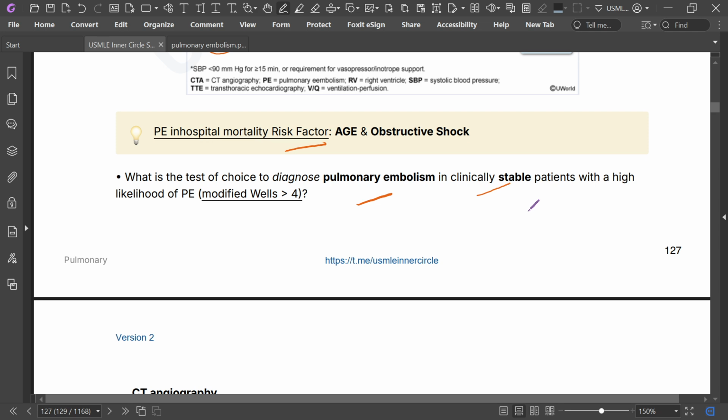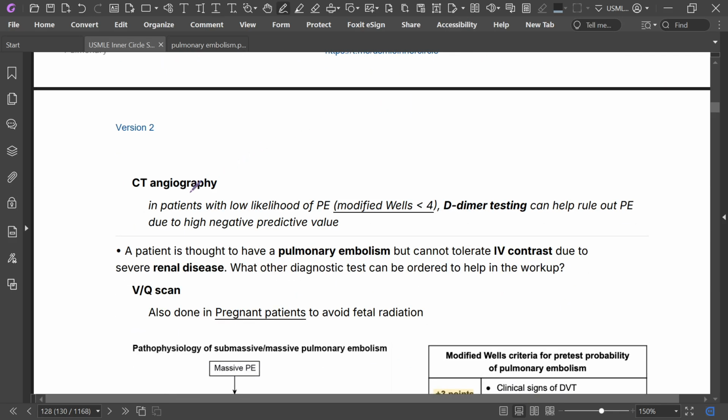What is the test of choice to diagnose pulmonary embolism in a clinically stable patient with a high likelihood of pulmonary embolism, modified Wells criteria more than 4? That is CT angiography. In a patient with low likelihood of pulmonary embolism, modified Wells less than 4, D-dimer testing can help to rule out pulmonary embolism with a high negative predictive value.